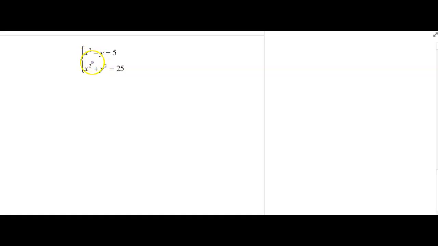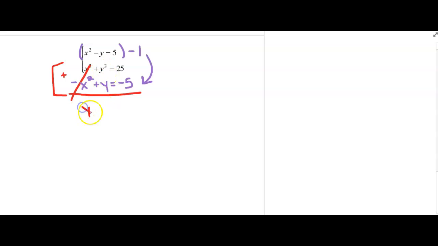And so I'm going to go ahead and multiply this first equation by negative 1 to change the sign, so that when I rewrite it, I'm left with negative x squared plus y equals negative 5. And so now when I combine these equations, my x squared terms cancel out. I'm left with y squared plus y. I cannot combine those because they are not like terms, so I need them to both be here. y squared plus y equals 25 minus 5. That would be 20.